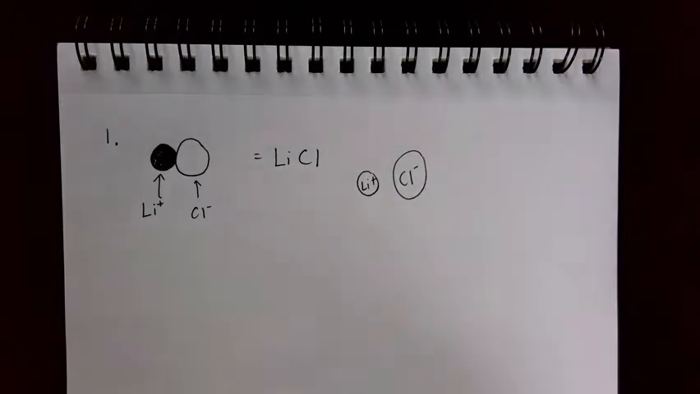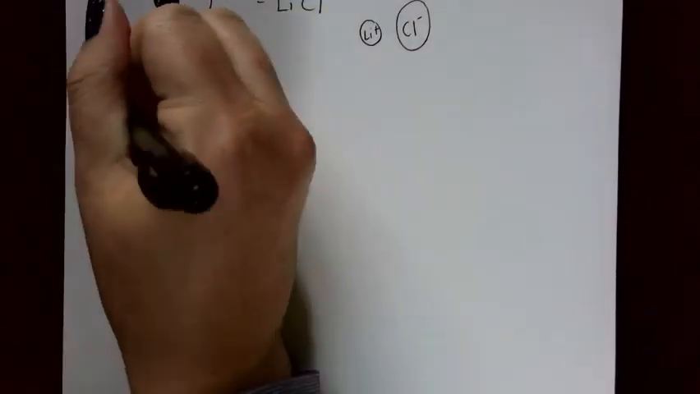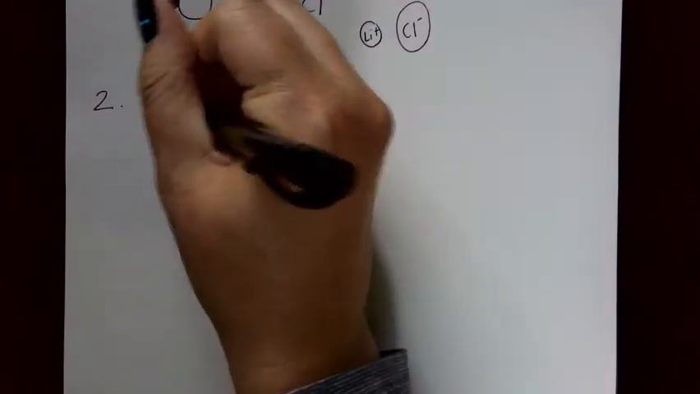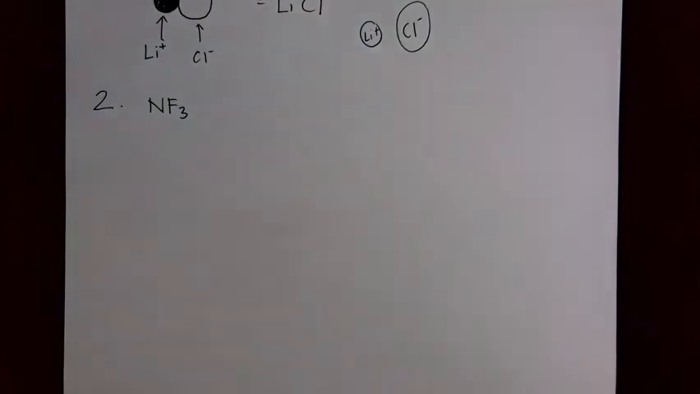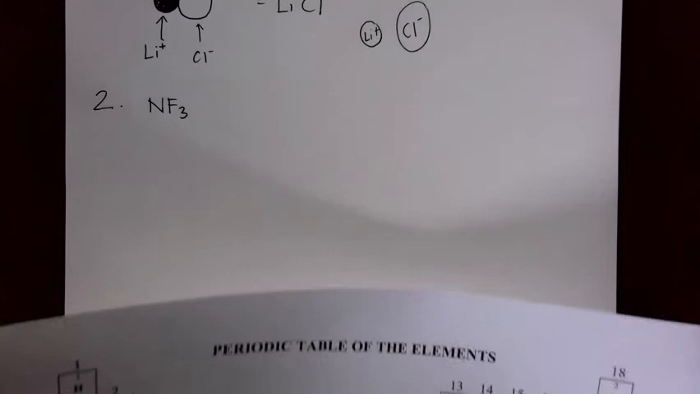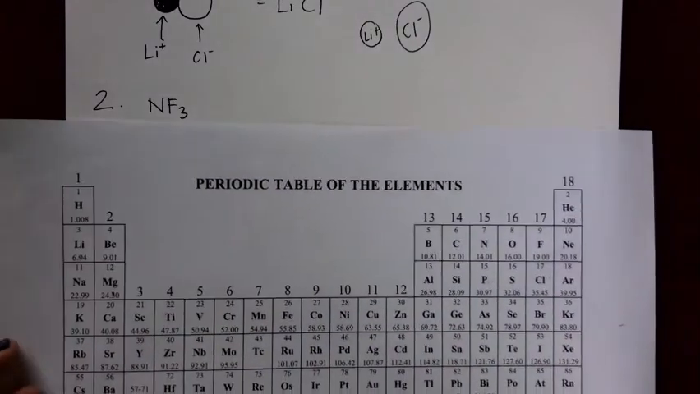Okay, so that's what they're going to be doing for ionic compounds. Now, covalent compounds, on the other hand, require a Lewis structure. And so number 2 that I asked you to do was NF3. If you did this before, you did the practice for it, and you think you got it, I really hope you did. If not, and then you're a little rusty, that's okay.